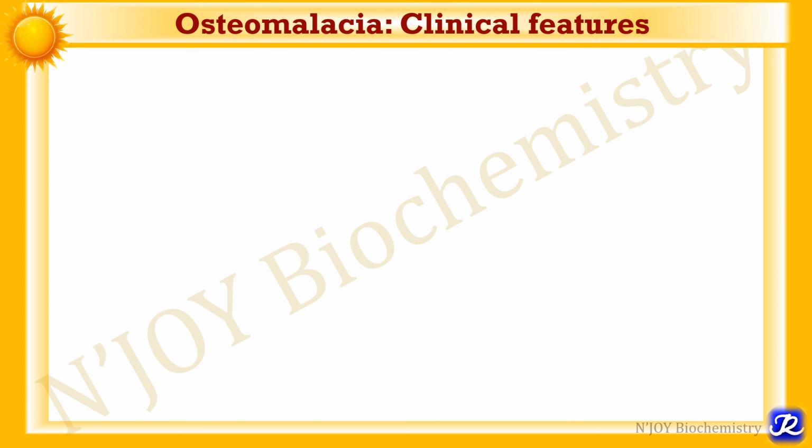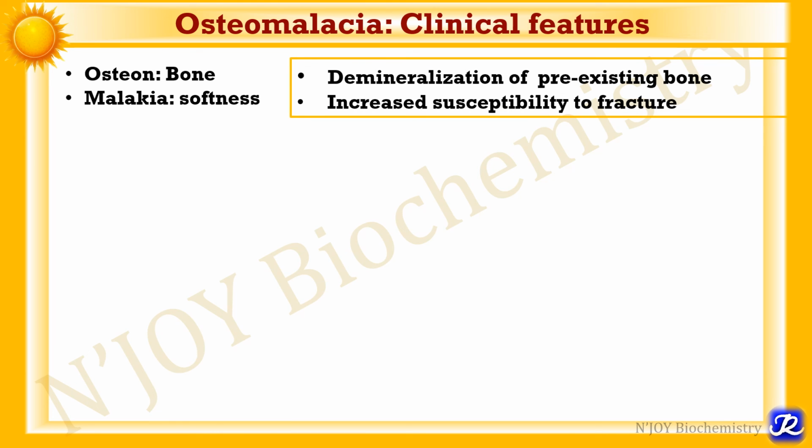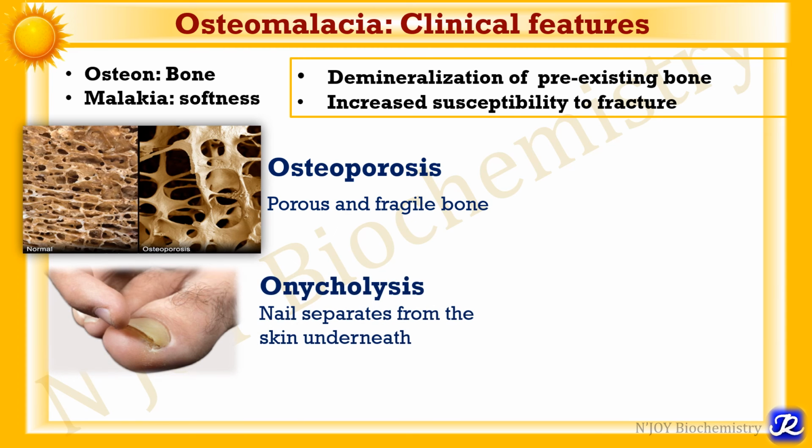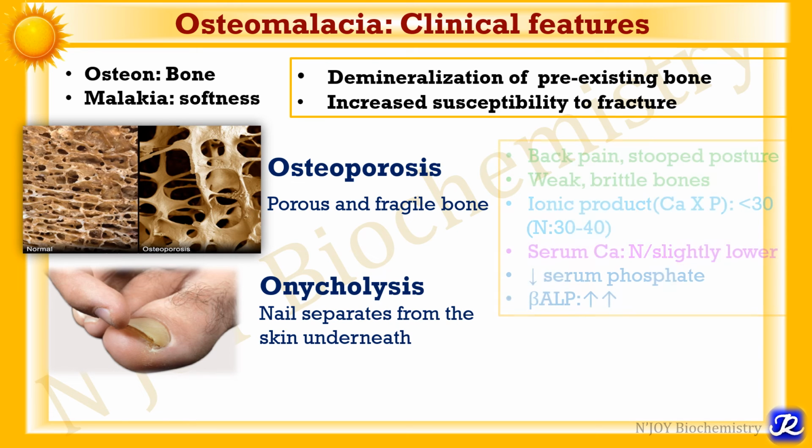Vitamin D deficiency in adults leads to osteomalacia. This word is derived from the word osteon, which means bone, and malacia, softness. It is due to demineralization of pre-existing bone and there is increased susceptibility to fracture. This is characterized by osteoporosis, where the bone becomes porous and fragile. There is onycholysis, where nail separates from the skin underneath.